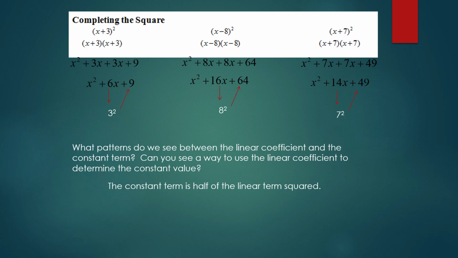So 6 divided by 2 is 3, 3 squared is 9. 16 divided by 2 is 8, 8 squared is 64. 14 divided by 2 is 7, 7 squared is 49. That pattern always exists every time. That's important because way back up here where we started, notice that the number of the constant term in your binomial is that half number. And that's the pattern that we want to show you as we remember how to complete the square from algebra.